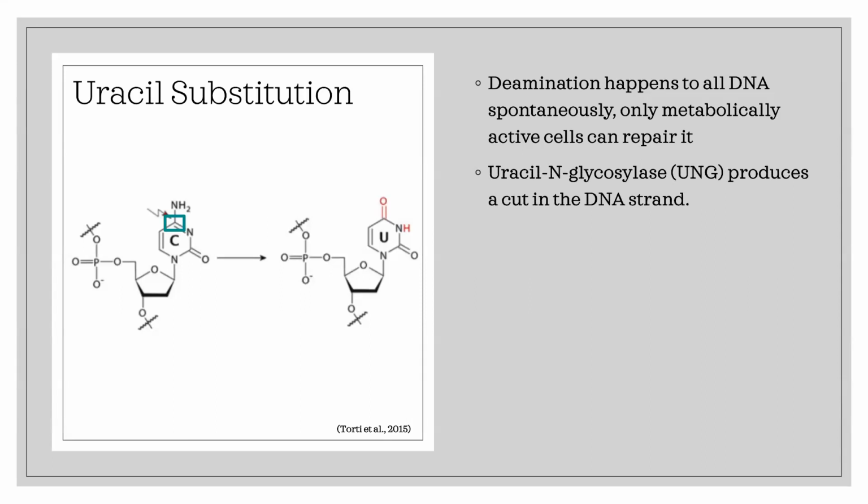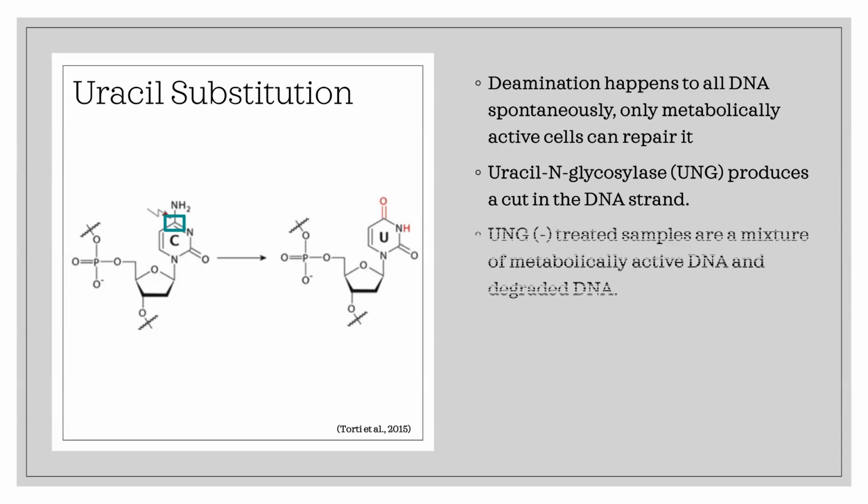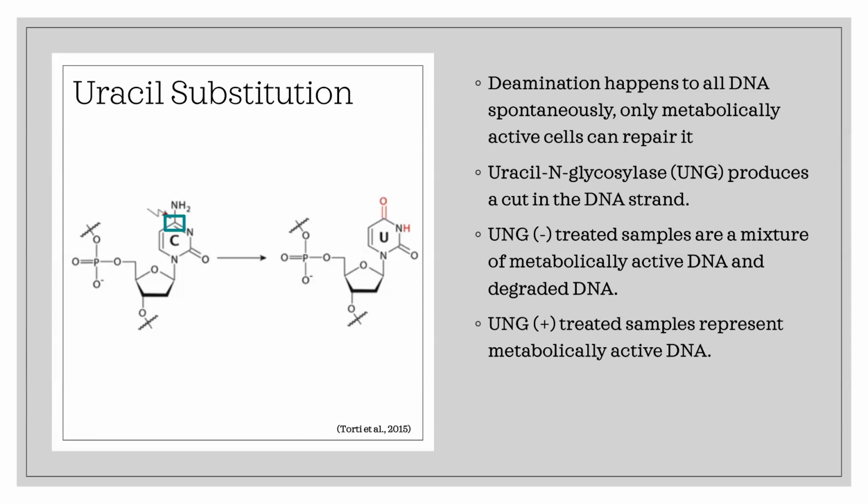There's an enzyme called uracil DNA glycosylase that produces a cut in the DNA strand at a uracil site. It does occur naturally, but it can also be used in a laboratory to remove degraded DNA that had a lot of uracil substitutions. Again, our paired samples: we had untreated samples that are a mixture of the active DNA, living DNA, and then the degraded DNA, the DNA that has a lot of uracil substitutions. And then we compared that to a treated sample, which just contained metabolically active DNA.